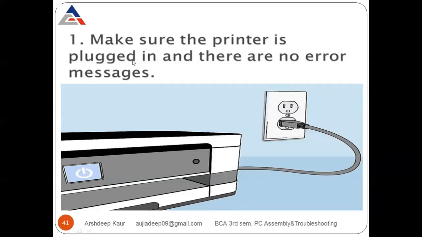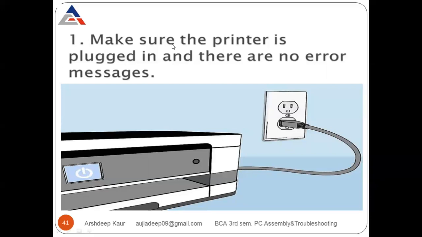Step one of method one, fixing mechanical issues, is make sure the printer is plugged in and there are no error messages. When we are working with the printer, if there is any type of error, we see a red light blinking. It means there is a problem and there may be an error in the printer.